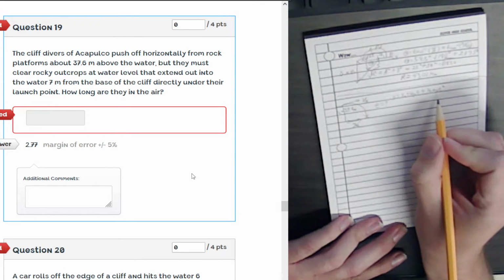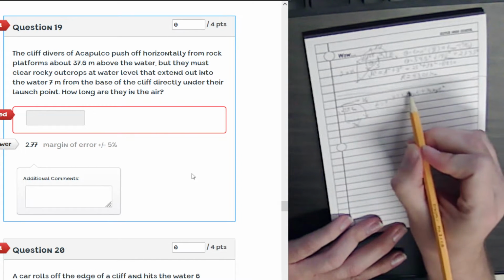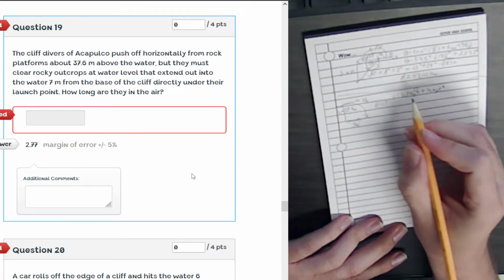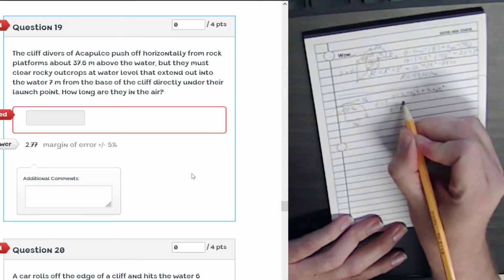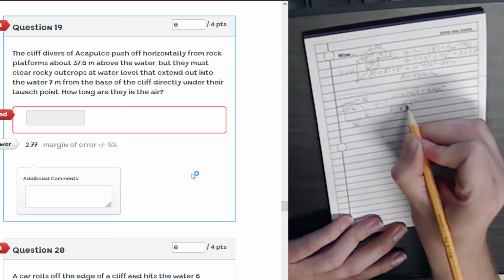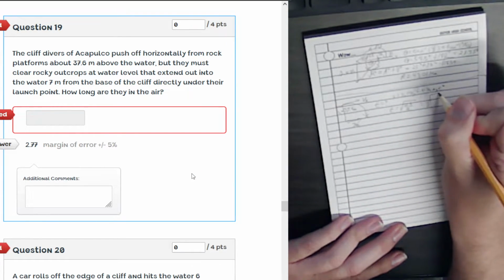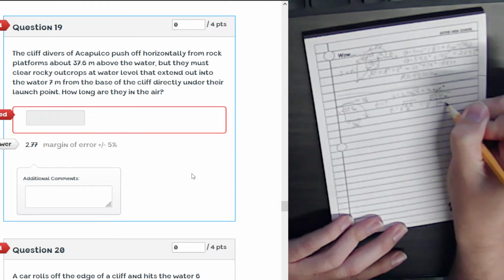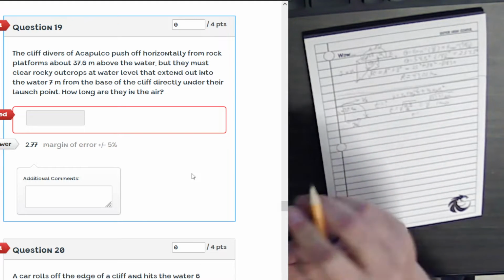So this is set up for vertical, and we know our initial velocity is only going to be the x, so our y velocity is 0. And remember, if we have that 0 condition and we're solving for time, we can just jump straight to the square root of 2 times our height over the acceleration of gravity. So we can do the square root of 2 times 37.6 over 10 meters per second squared. That's meters. And that'll just give us our time directly.